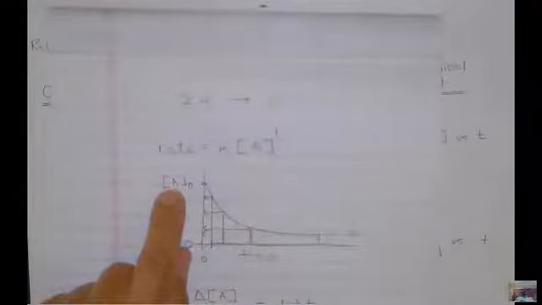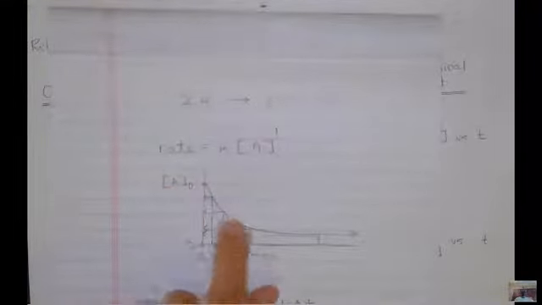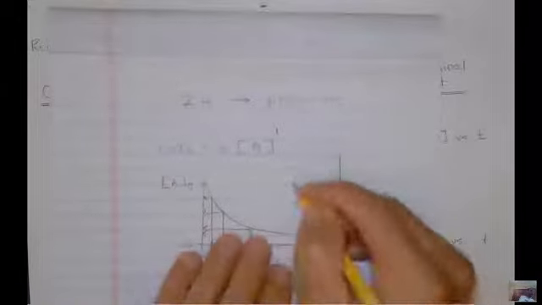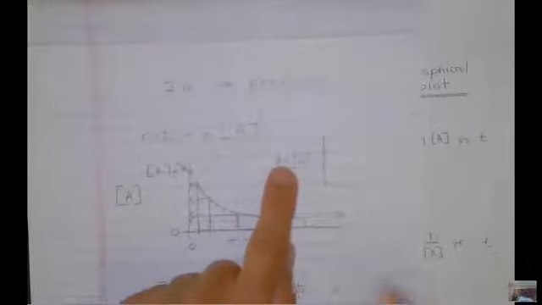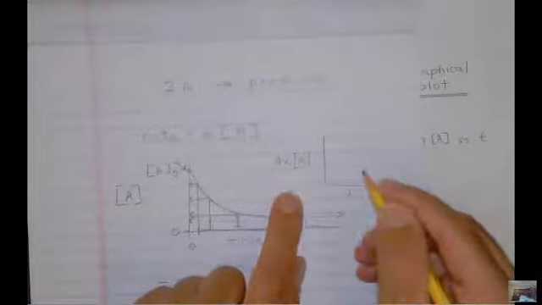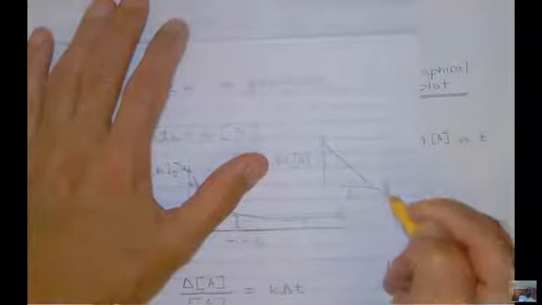If I just plotted the concentration of A versus time, I get an exponential decay. But if I plot the natural log of A, this point over here is A0, but this is the graph of A versus t. If I graph the natural log of A versus time, I get a beautiful straight line that looks like this. Since A is a reactant and is decaying, it's going to go down like that.